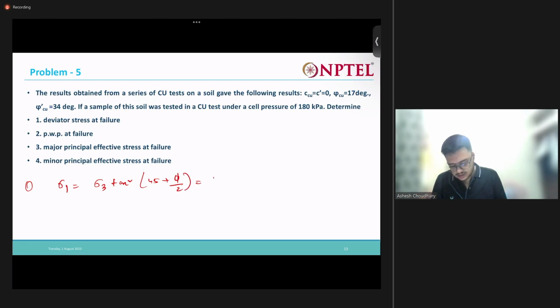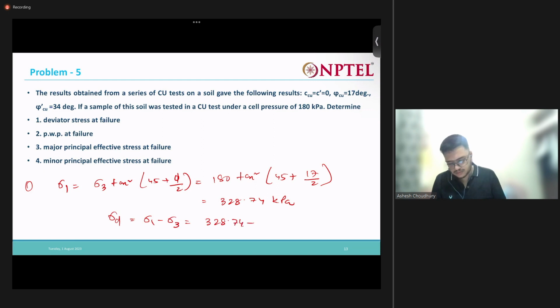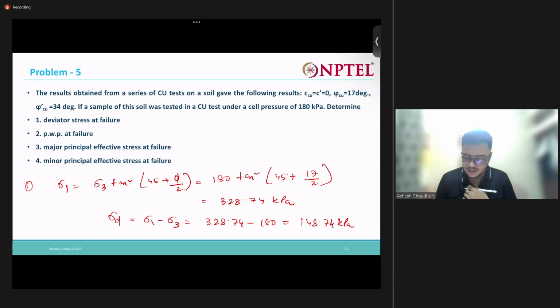Sigma 3 is given, 180, tan squared of 45 plus 17 by 2. That is nothing but 328.74 kPa. Therefore, the deviator stress at failure will be sigma 1 minus sigma 3, 328.74 minus 180, nothing but 148.74 kPa. Alright.